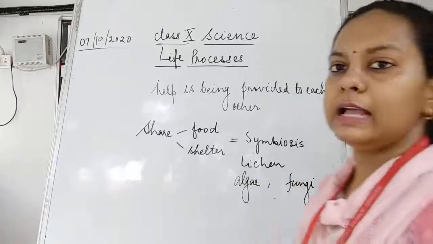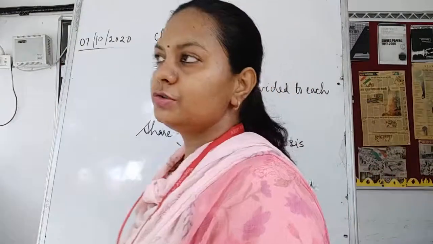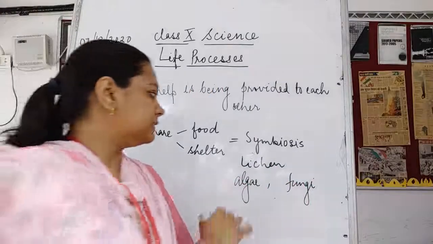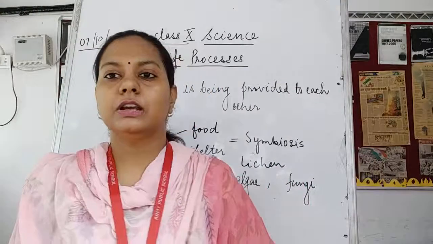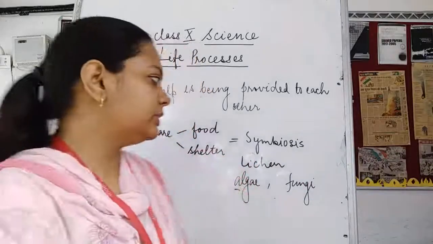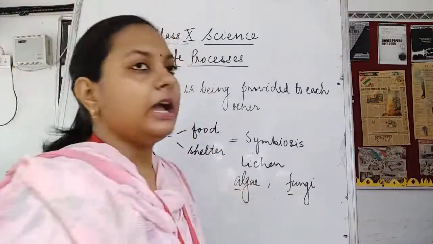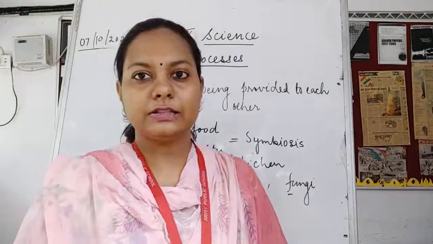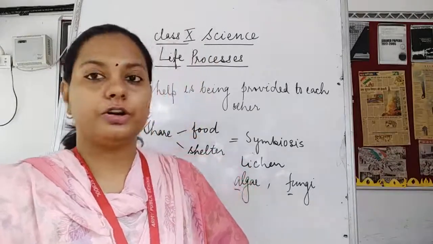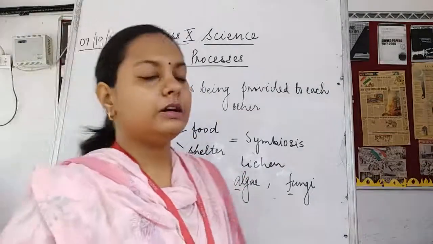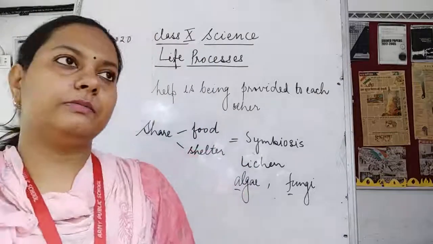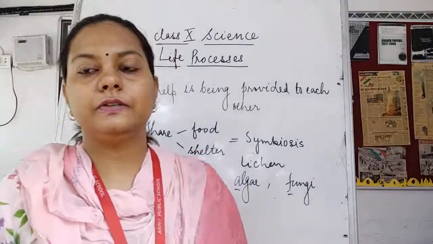Both of these, algae and fungi, are living together to mutually benefit each other. The algae is a green member which undergoes the autotrophic mode of nutrition. It provides food to the fungi living with it, and in return the fungus gives it shelter, and also gives water to the algae for the preparation of food. So with this, the nutrition in plants is completed.